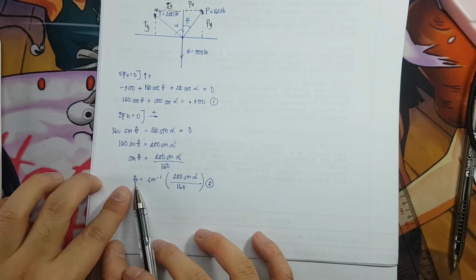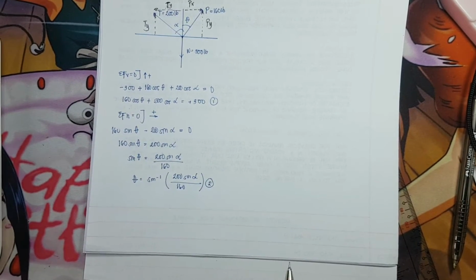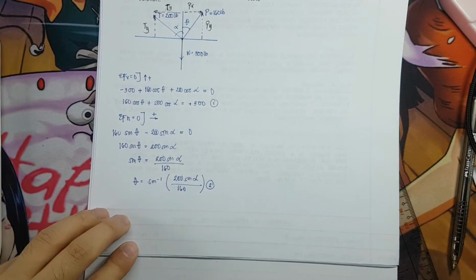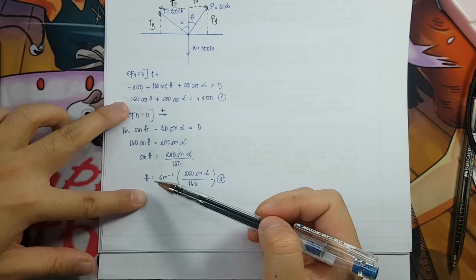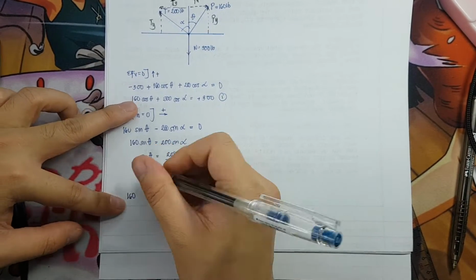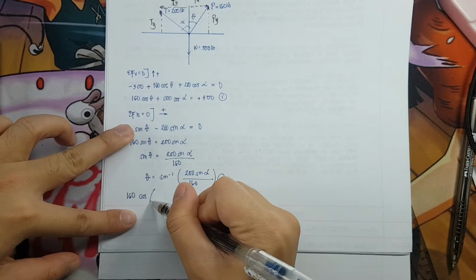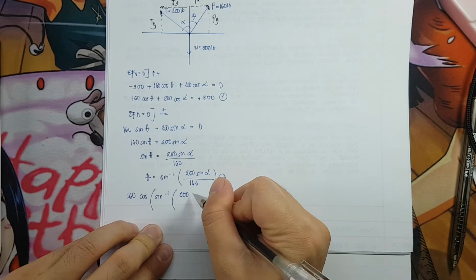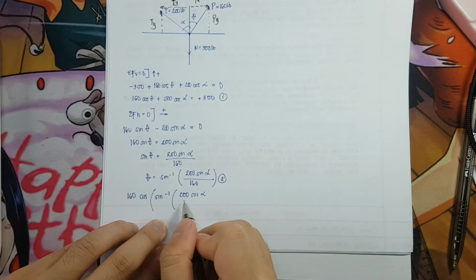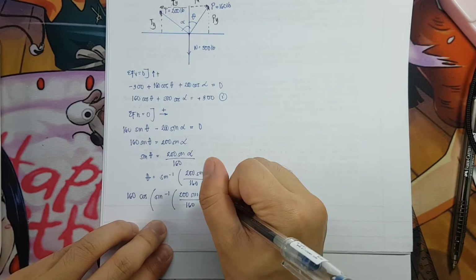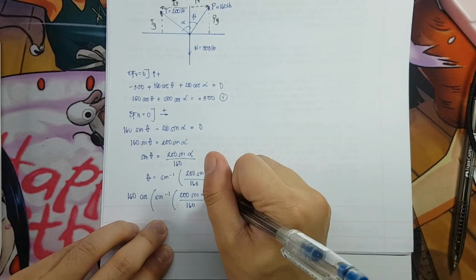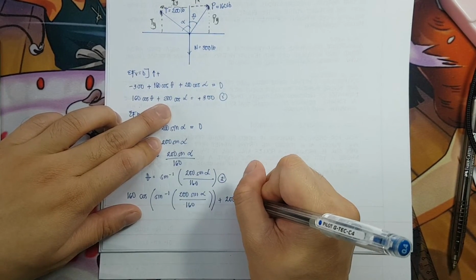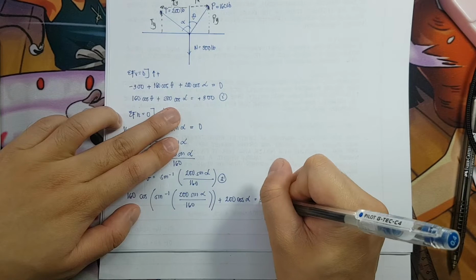So substituting this to my first equation, I can solve for the value of alpha. Okay, so we have 160 cosine of arc sine of 200 sine alpha over 160 plus 200 cosine alpha is equivalent to 300.